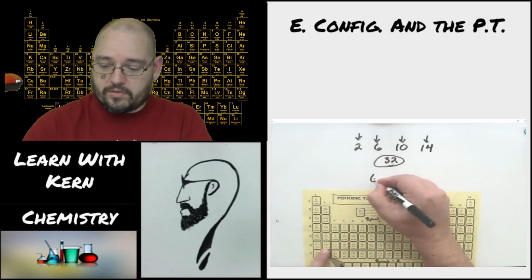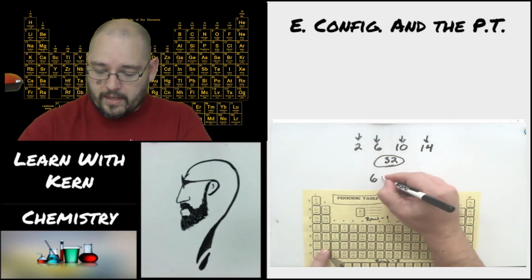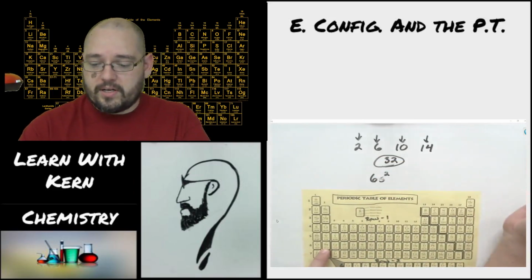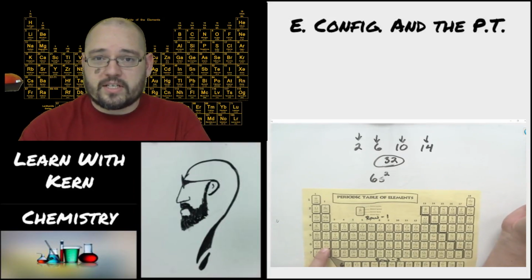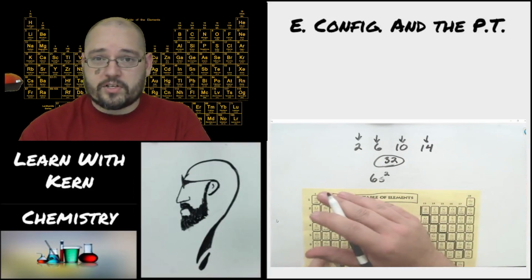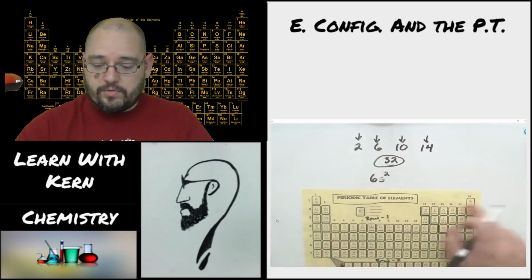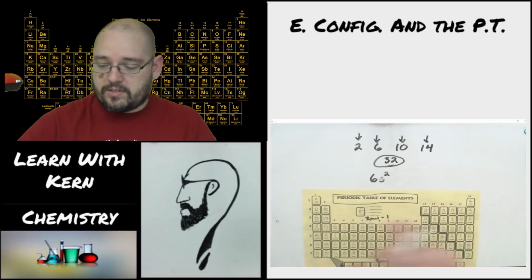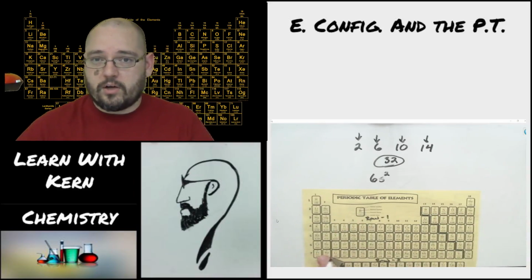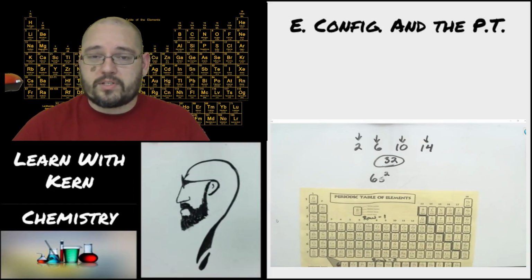Well, barium is in row 6. It's in the s block, and it's the second element in the s block. So barium's electron configuration is going to end with 6s2. So you would write out the electron configuration. You would start at 1s, and you would follow the sequence: 1s, 2s, 2p, 3s, 3p, 4s, 3d, all the way through until you get to 6s2. And then you stop because you would be done.